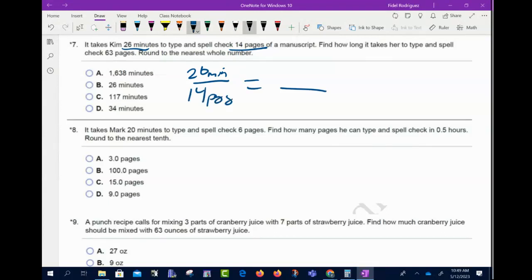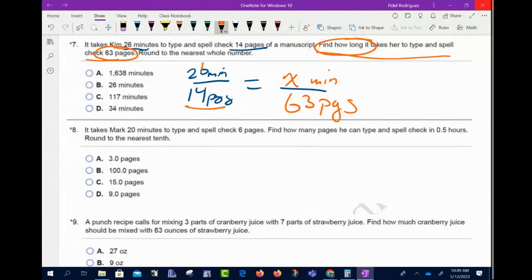14 pages, right? Look, y'all, when I look at the second part, find how long. I'm looking for the number of minutes. Well, if the number of minutes was up here on the top, I'm going to put the number of minutes up here on the top. I don't know what it is because it's asked me to find that. To do how many pages? So look, if we had 14 pages there, now we're going to put 63 pages here, right?